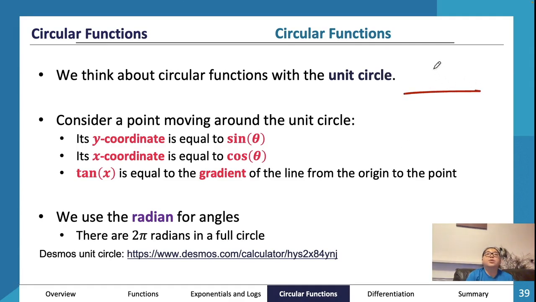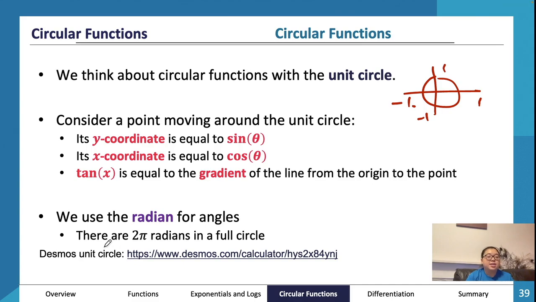That beautiful circle which is 1, -1, 1, -1. In a unit circle, the easiest way to think about it is the y-coordinate is the sine and the x-coordinate is the cos. And then the tan is the gradient, so y over x.